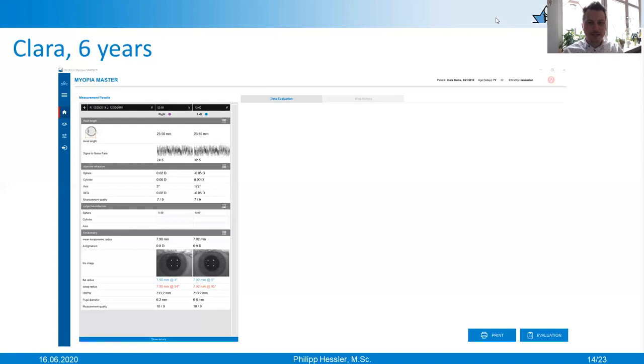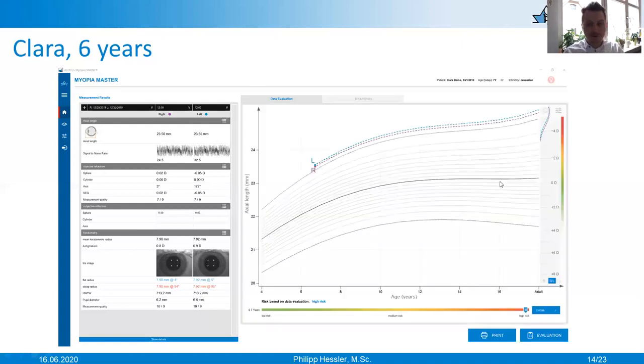And next we turn to the diagram, and here we see the progress and forecast display. And this is ethnic-specific and gender-specific. In this case, it's a Caucasian eye. And what does this diagram tell us? Clara's axial length is very, very high for her age. And if you follow the percentile curve, Clara will probably be short-sighted over 6 diopters at adulthood. And it's very impressive, isn't it?